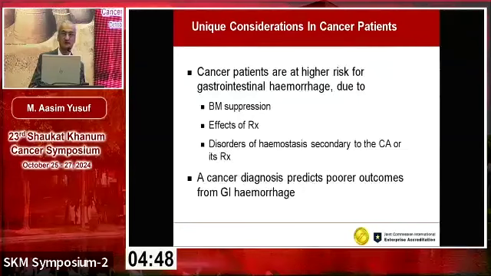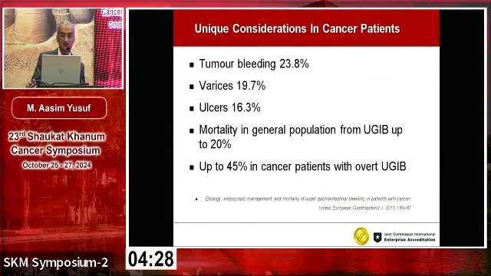Now, coming to the last part of the talk, unique considerations in cancer patients. Cancer patients are at higher risk for GI hemorrhage due to bone marrow suppression, the effects of cancer treatment, and disorders of hemostasis, either secondary to the cancer itself or to its treatment. And it's known that a cancer diagnosis predicts poorer outcomes from GI hemorrhage.